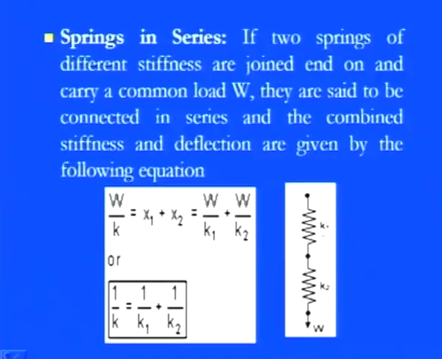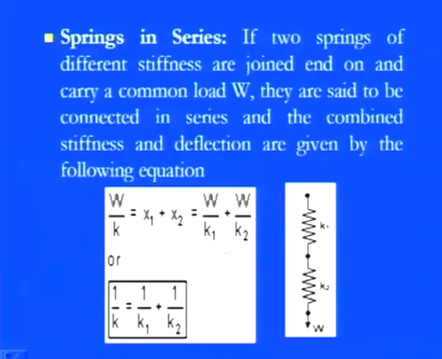If they are joined one by one at the two extreme ends, and they carry the same load, so if we keep a radial load in the downward direction, they are said to be connected in series. The combined stiffness and the deflection can be calculated as W by K. The total deflection equals the deflection of the first spring plus the deflection of the other, so x1 is W by K1 plus W by K2.